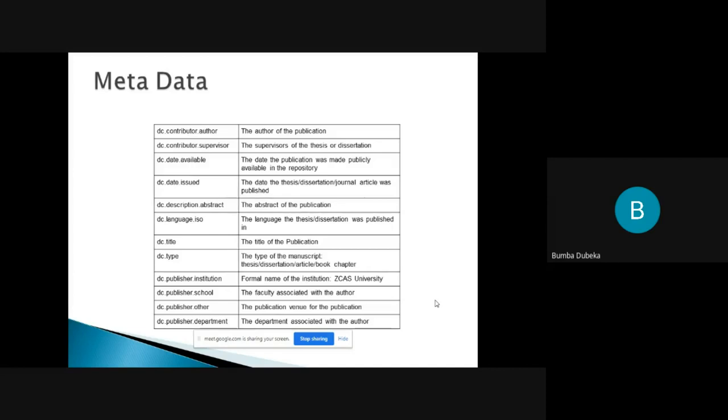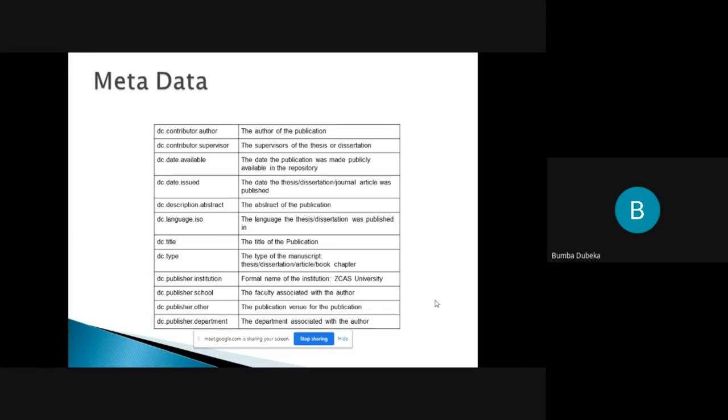Like I said, this is just to guide people and act as a roadmap for whoever would come after us, or a new person, to show them how to go about it. The main reason for this is to ensure uniformity in how the information is broadcast out there. So we have the contributing author.